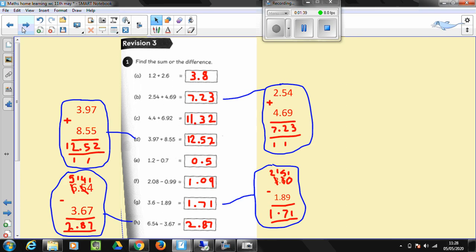Okay, so check your answers with mine. Hopefully I've got them right. It took me a long time this morning to work them all out. I needed to use a column addition and column subtraction for some. Others I did mentally.